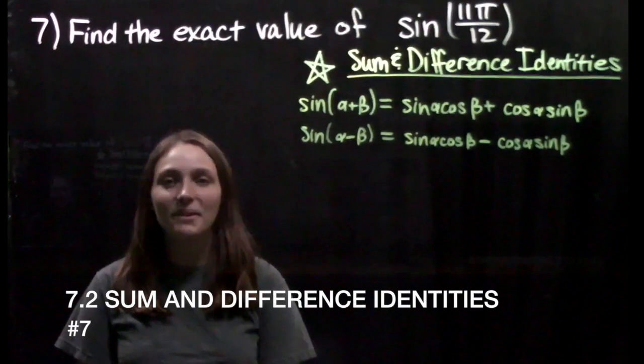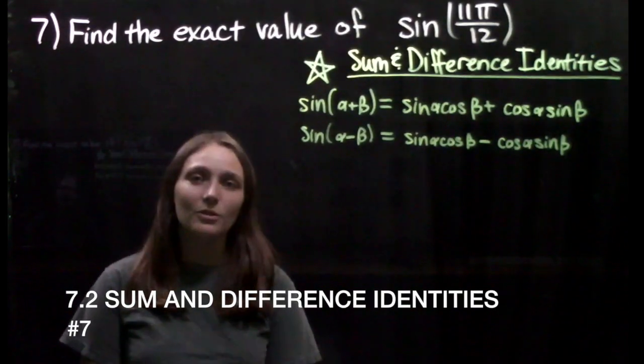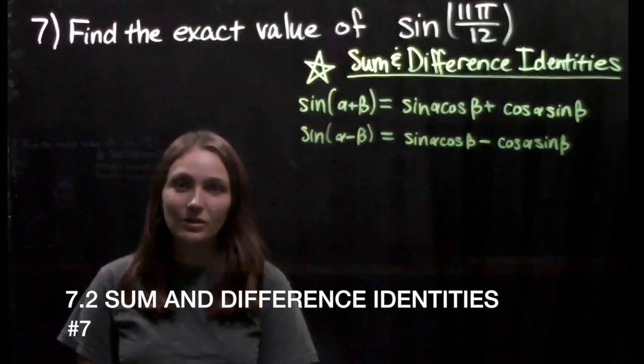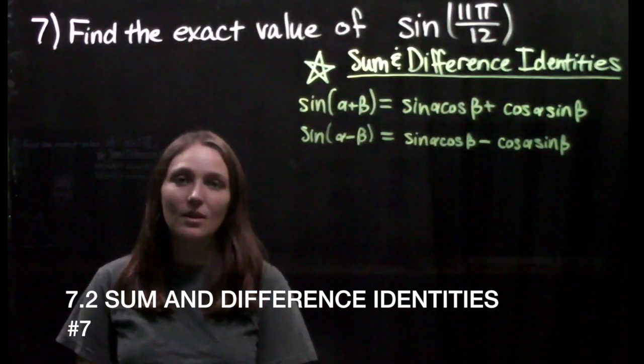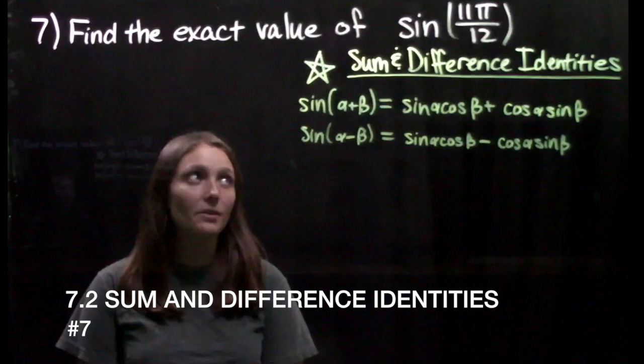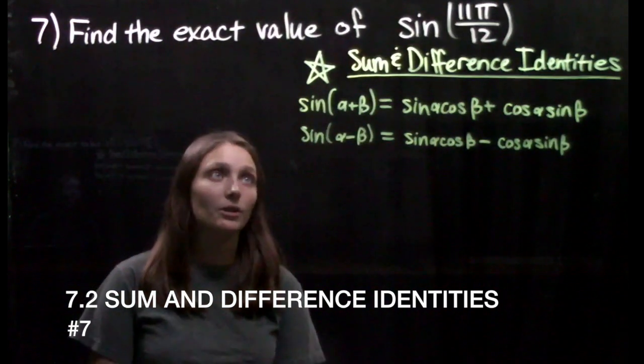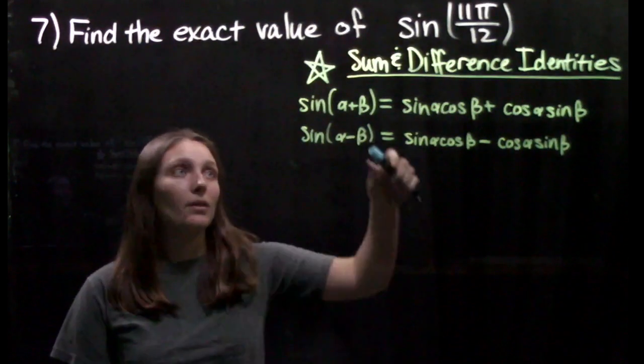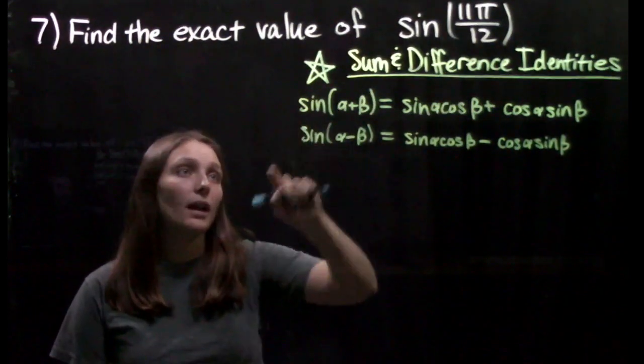Hey guys, in this video we're in chapter 7 on trigonometric identities and equations, and we're working through section 7 on sum and difference identities. And we're doing problem 7, which says find the exact value of the sine of 11 pi over 12. And I've gone ahead and copied the sum and difference identities for sine.